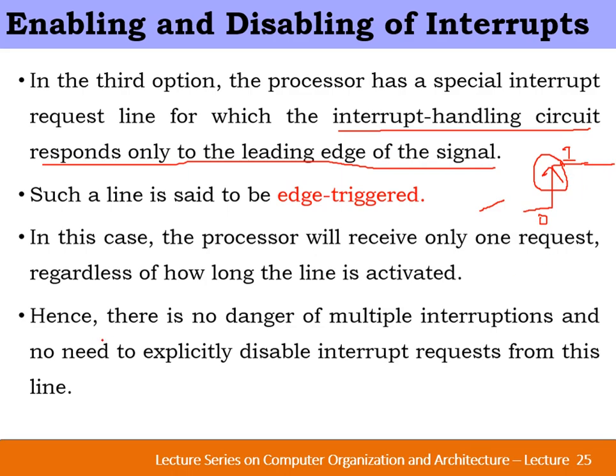Therefore, there is no danger of multiple interruptions and no need to explicitly disable the interrupt request from this particular line. This leading edge is also called a rising edge. In this case the processor responds only to that edge and not to the level of the interrupt request signal. Thus there will not be multiple interruptions because of a single request.